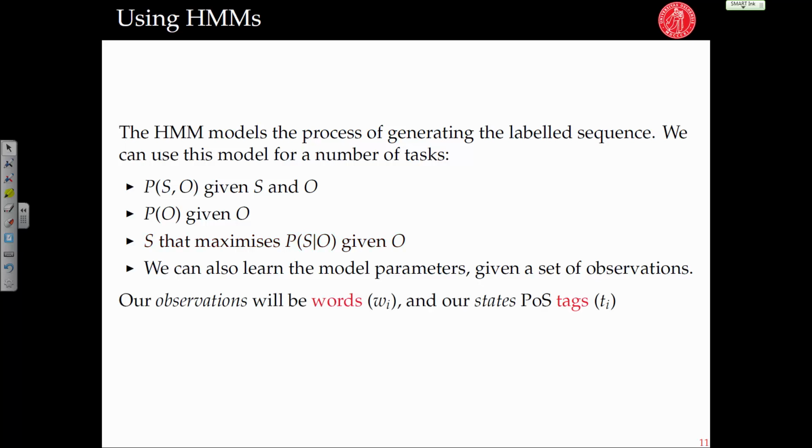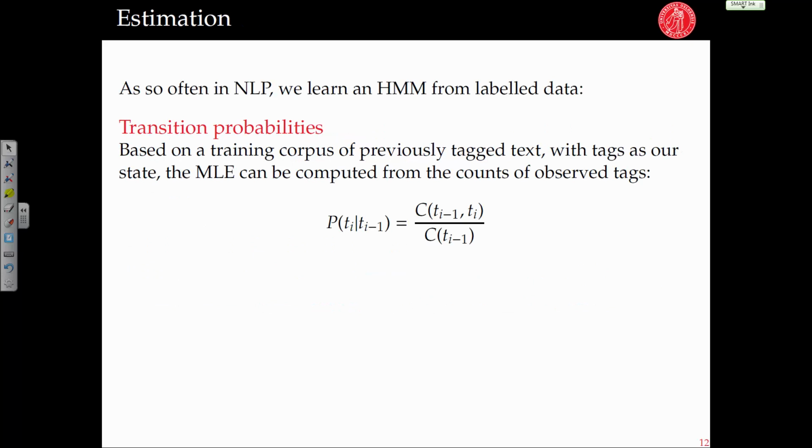Again, in our part of speech tagging problem, the observations are words, W_i, and the states are part of speech tags. So W_i is a word within the observation sequence, and T_i is the tag number i. As I just said, we will assume a supervised learning problem here. We'll assume that we have a data set that consists of sentences already annotated with part of speech tags, and we'll use this data set to learn the transition probabilities. Again, as we did last week, we'll use maximum likelihood estimation.